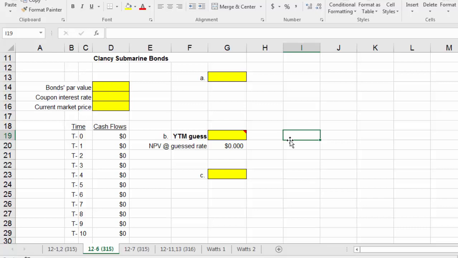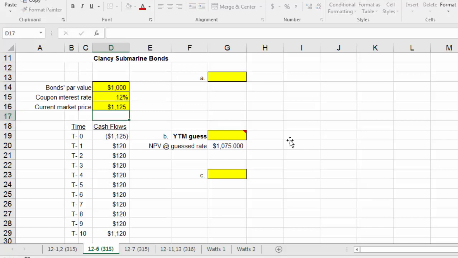It says Clancy Submarines Inc. is offering $1,000 par bonds for sale. The bonds will mature 10 years from today. The annual coupon rate is 12%, with payments to be made annually. James Hobson just purchased one bond at the current market price of $1,125. So let's enter everything in. Par value is 1,000. Coupon interest rate, remember, was 12%, 0.12. Market price today is $1,125.